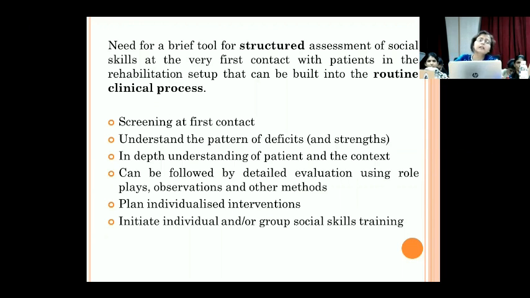So why was there a felt need? The moment the person has first contact with us, it becomes important to have a structured, routine, short-duration clinical tool where we can screen individuals at first contact, and understand the pattern of deficits and the strengths of the individual as well, for an in-depth understanding of the patient and the context. It can be followed by a more detailed evaluation using role plays, observations, and other methods. It also helps in planning individualized interventions and initiating individual or group social skills training.